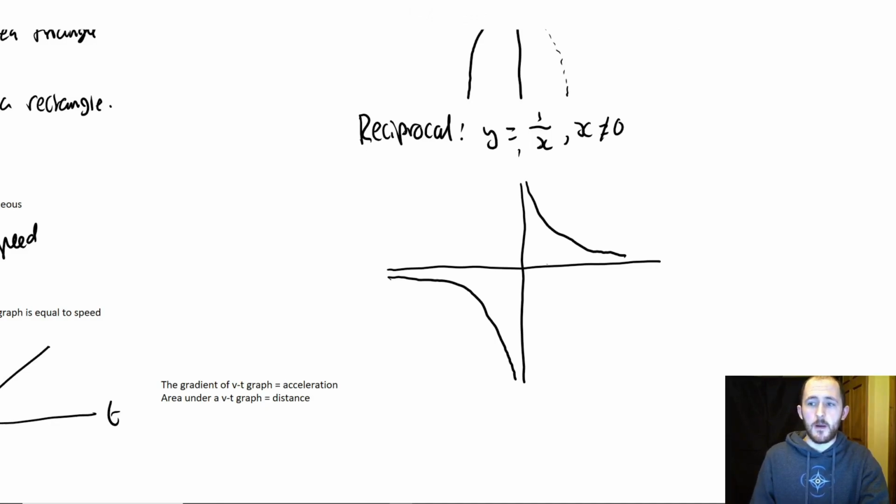You can have a think about why the shape looks the way it does, and also why it can never touch the x or y-axis. There's a little fun thought experiment. Well, I say fun, as a thought experiment. Any questions about this?